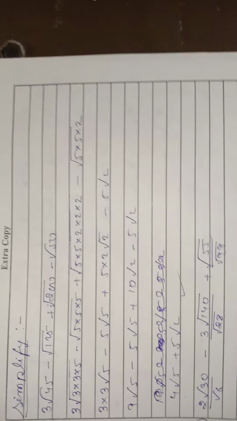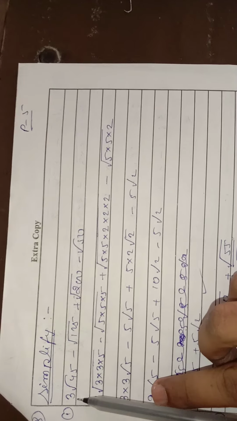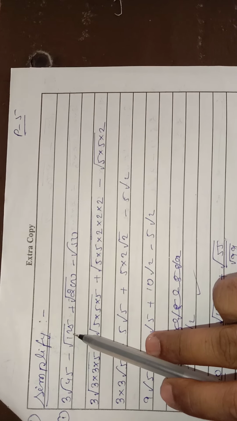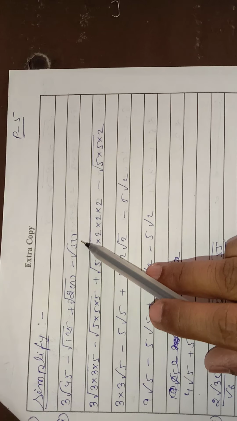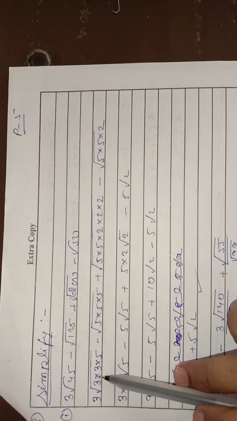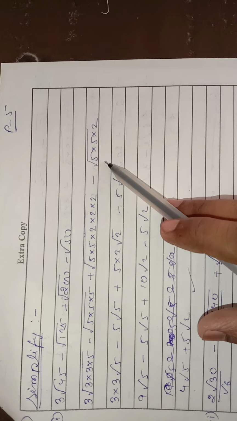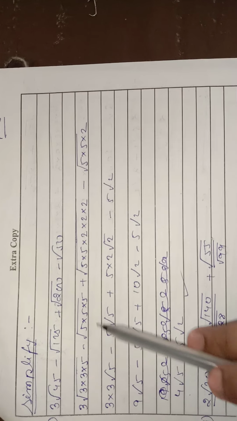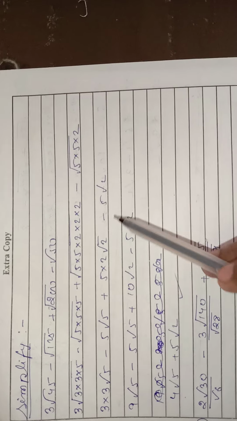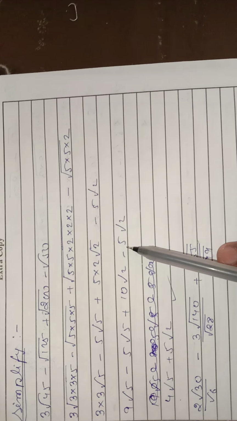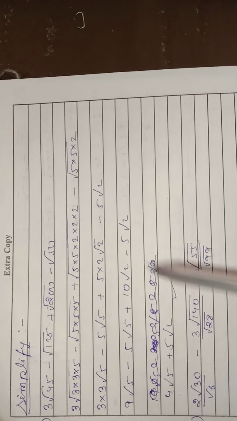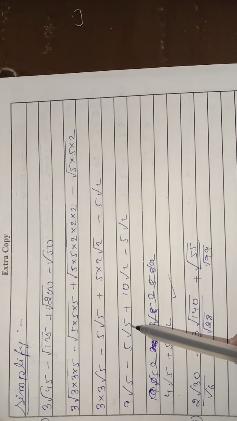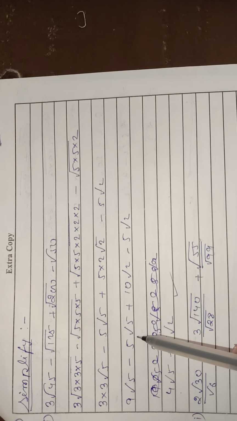Question number 8. We have to simplify. It's very simple: 3 root 45 minus 125 root 200 minus root 50. 45, break each and every number, that means we have to factorize it. After factorization, we can find out common, whatever the numbers are there. At last, whatever you got, we have to find out common. Root 5, that means both of them are from the same category.